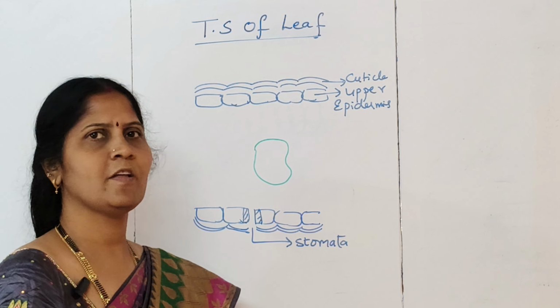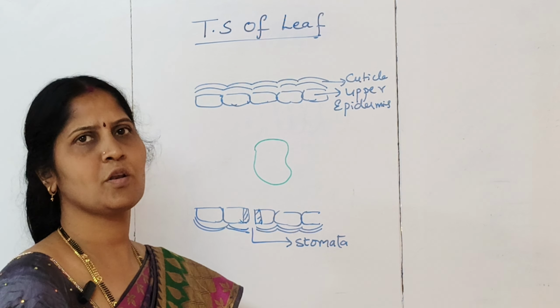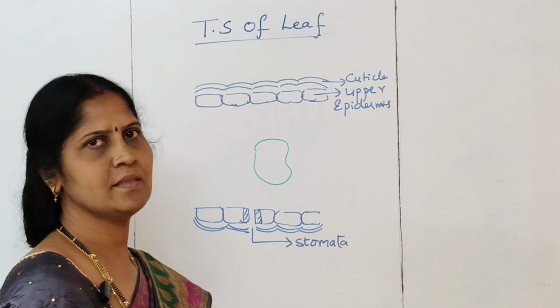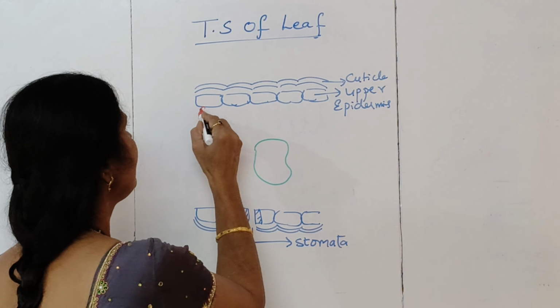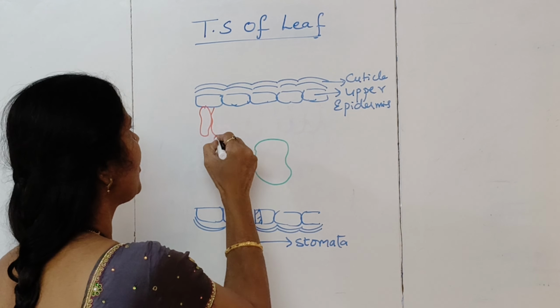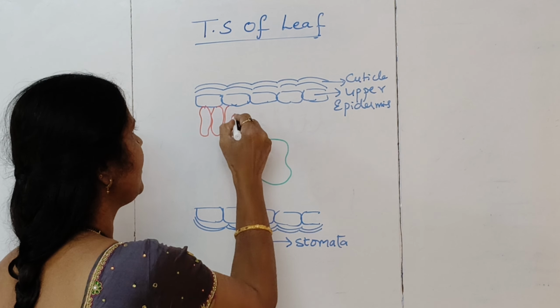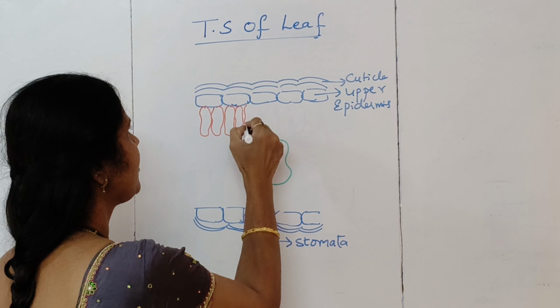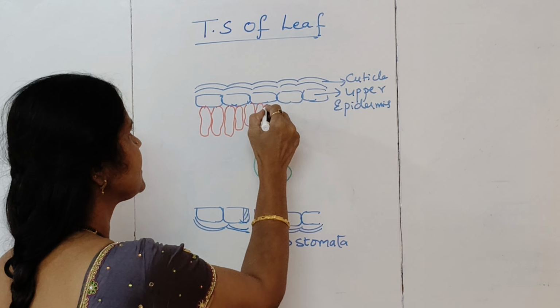Then we will fill the other space with the palisade cells or the mesophyll cells, which are the cells in the leaf. So you will represent them in the form of long balloons. You know, elongated balloons will be there in the market. So you can draw them like that, long balloons like you draw.